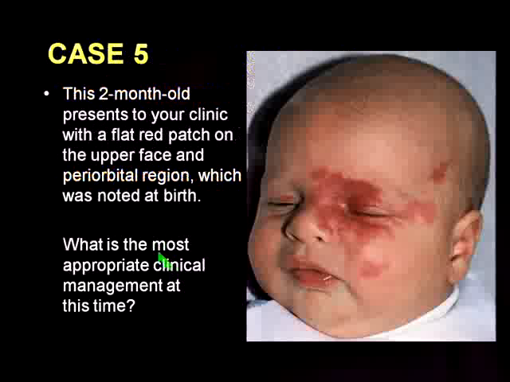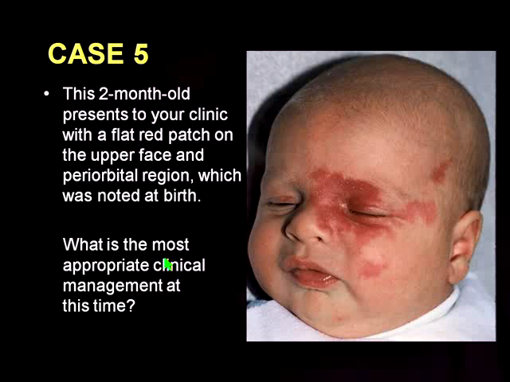Okay. This is case 5. This is a 2-month-old who presents to your clinic with a red flat patch on the upper face and periorbital region. This is noted at birth. So the child is now 2 months of age and hasn't changed much in appearance. What is the most appropriate clinical management at this time?